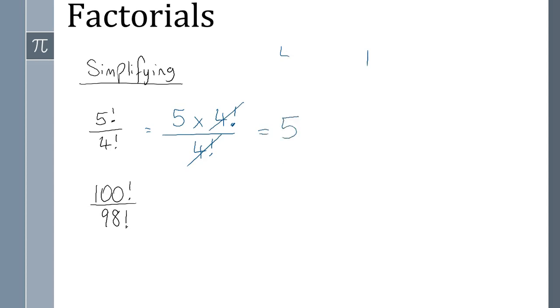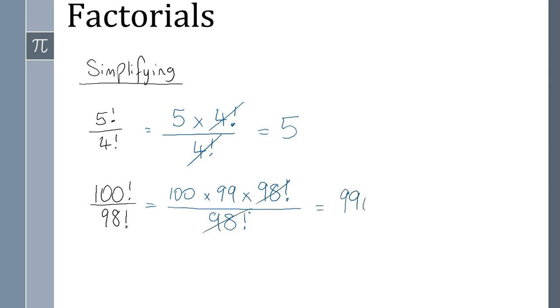Okay, it's especially handy in one of these bigger ones like this, where without a calculator working out the factorial of 100 would be horrible. We can actually go 100 times 99 times 98 factorial over 98 factorial. These ones cancel out, and 100 times 99 is our answer.